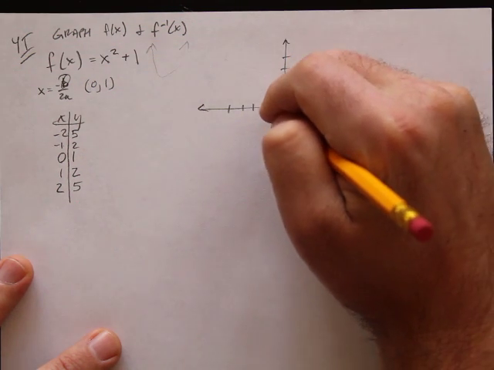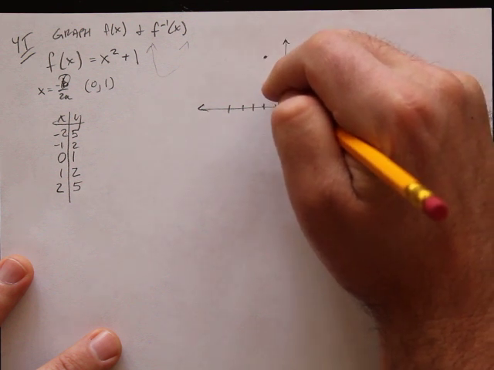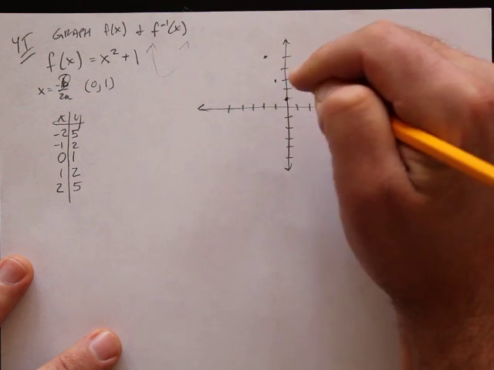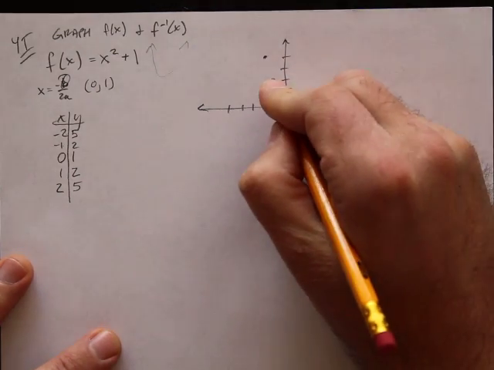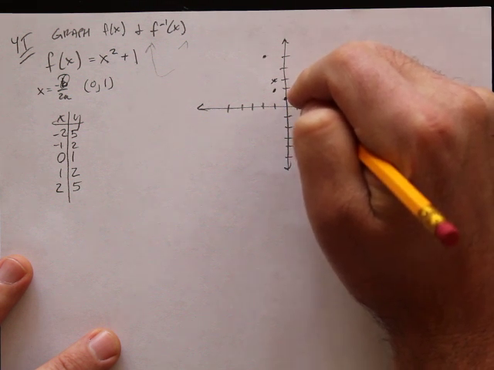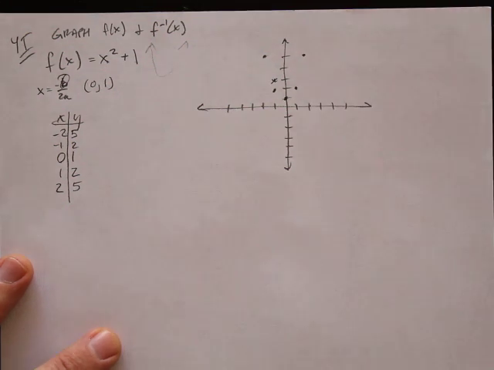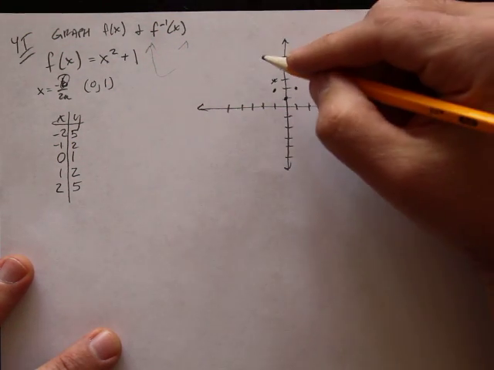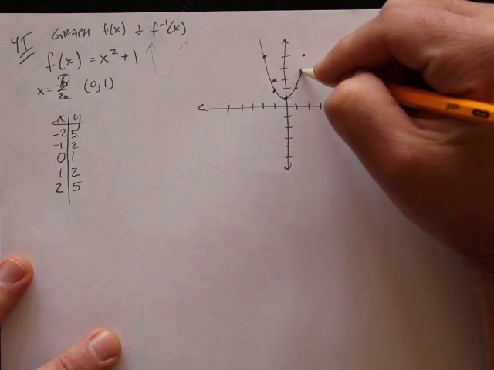So negative 2, positive 5, negative 1, positive 2, oops, 2, not 3, 0, 1, 1, 2, and 2, 5. All right, so here is f of x.